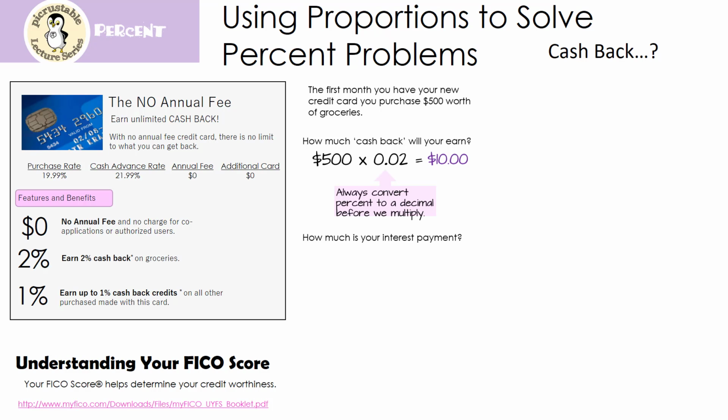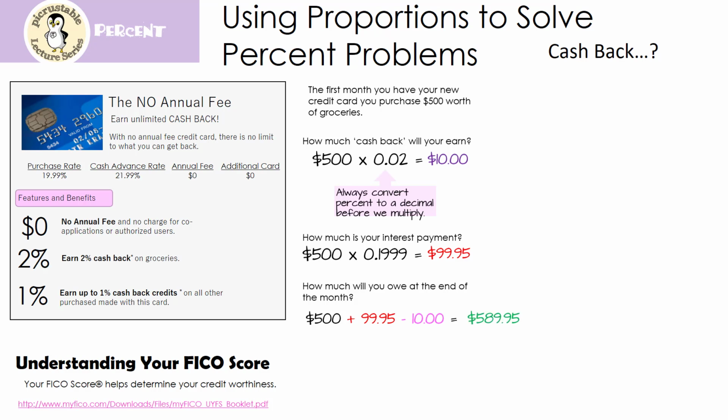The interest is 19.99%. So we're going to take the $500 you got in groceries and multiply it by 19.99%. Now remember, we have to convert it to a decimal. What does that give us? $99.95. Gulp. How much will you owe at the end of the month? You have the $500 that you purchased. You owe that, plus your interest. But you get to subtract the 2%. What does that give us?